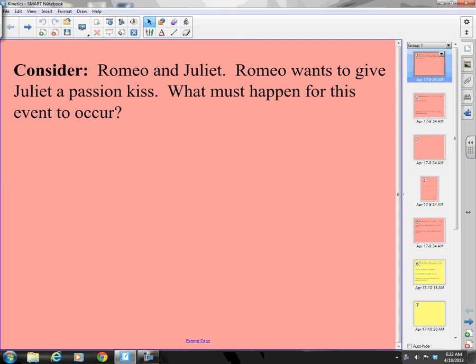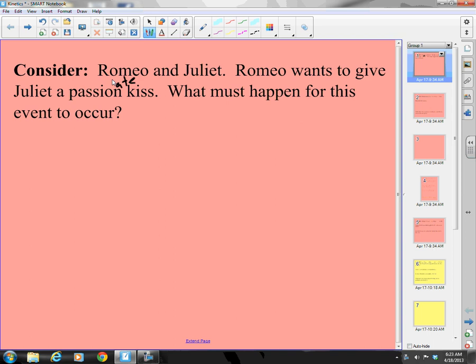Today, we want to get into something called kinetics. So, let us start here with this. Consider, speaking of Italy, let's think about Romeo and Juliet. We have our love-struck Romeo, and he wants to give Juliet a passionate kiss. Not a passion kiss, a passionate kiss. What must happen for this event to occur?